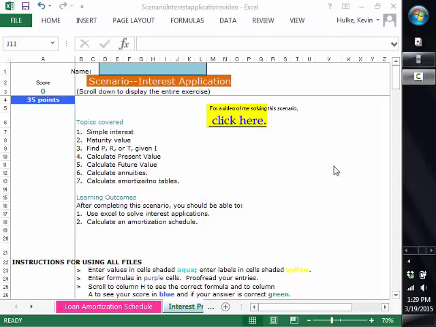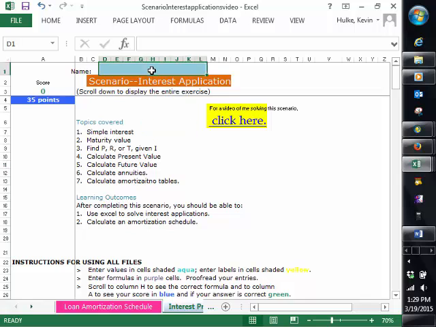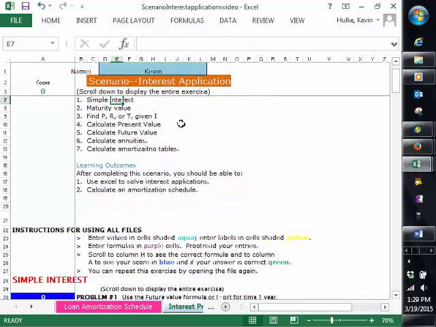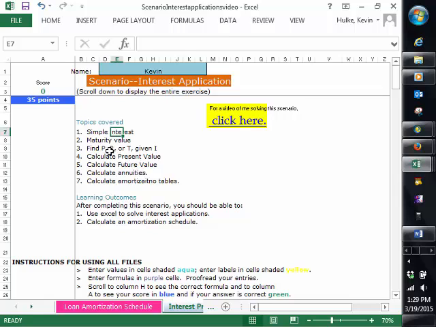This is the scenario on interest applications. The first thing you want to do is to put in your name, and then as you go through it, we're going to learn about simple interest, maturity value, finding present or principal, rate or time given the interest. We're going to calculate present value, future value, annuities, and amortization schedules. After completing this scenario, you should be able to use those functions in Excel and then calculate a table.